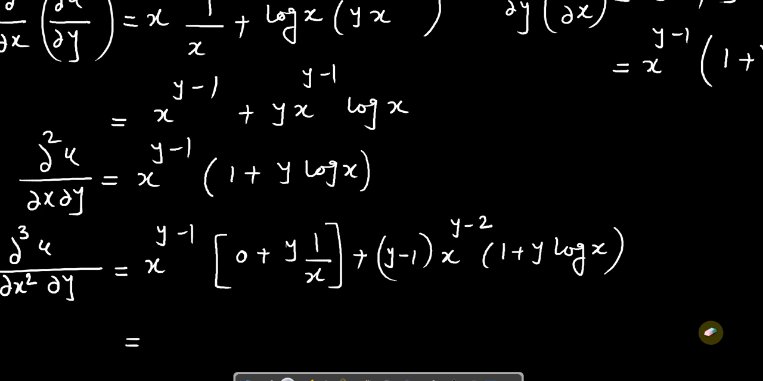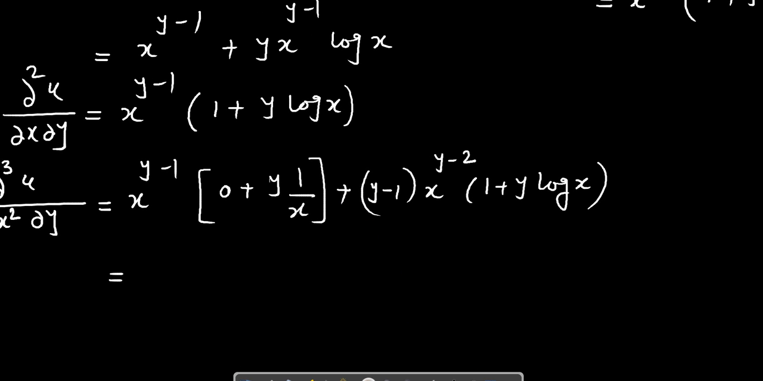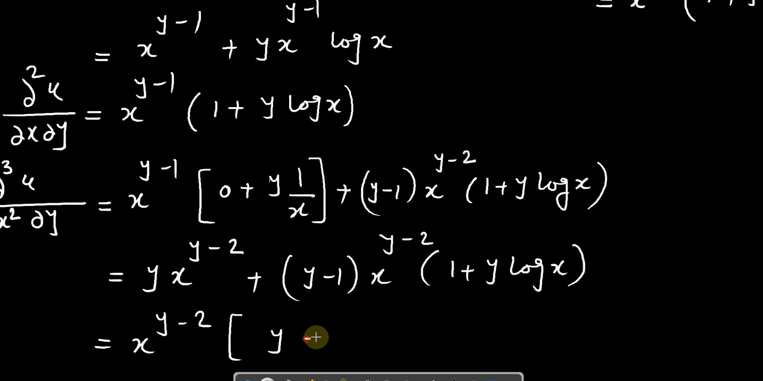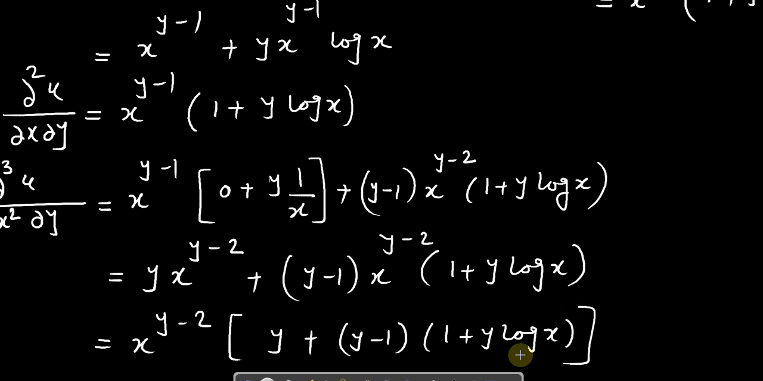First simplify, we get y x raised to y minus 2, y minus 1, x raised to y minus 2, 1 plus y log x. Taking x raised to y minus 2 common, we get y plus y minus 1 into 1 plus y log x. This is left hand side value, left hand side derivative.